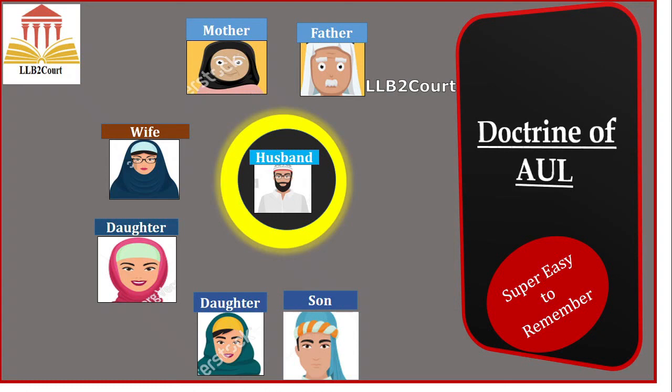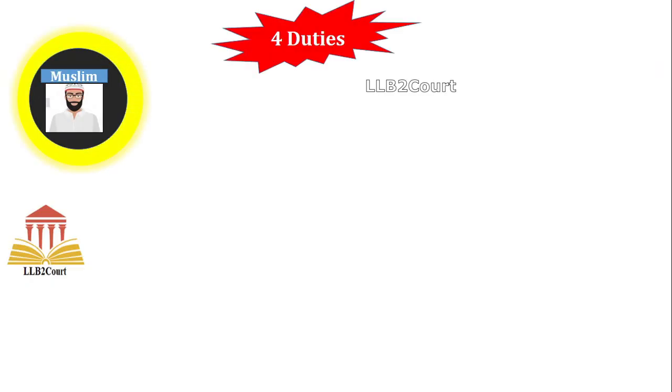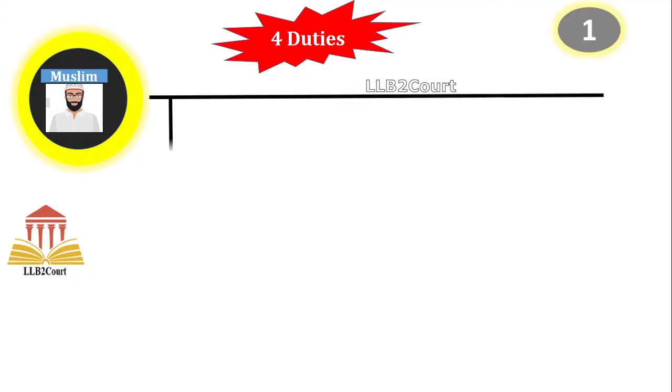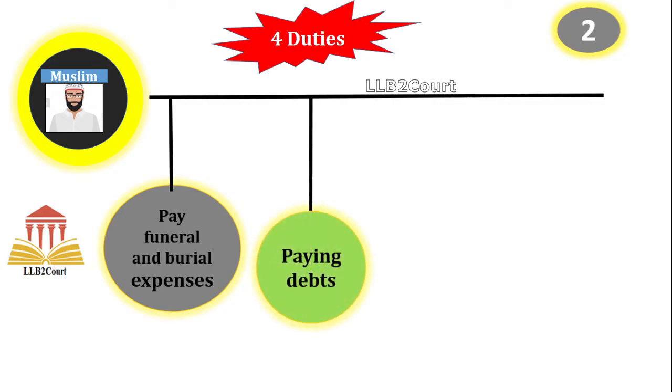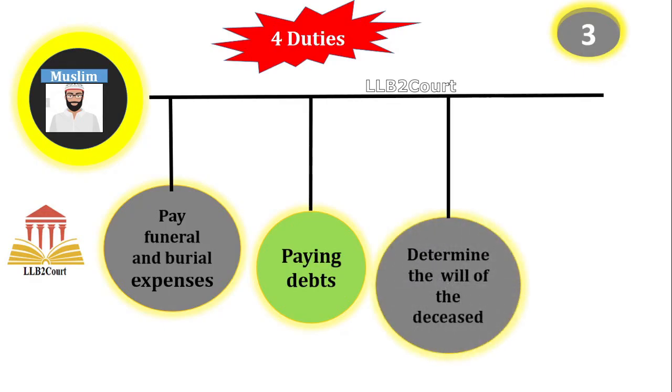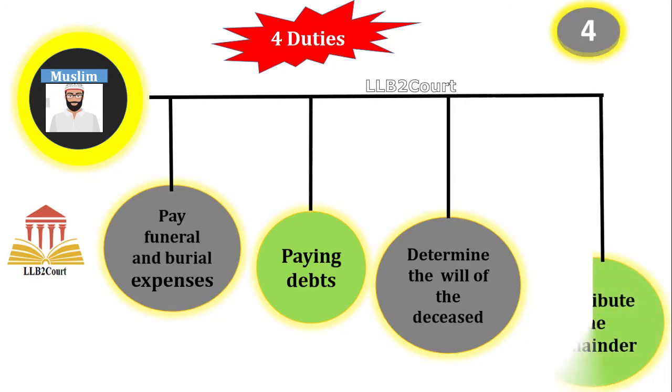Let's get started. When a Muslim dies, there are four duties that have to be performed. The first duty is to pay the funeral and burial expenses of the deceased. The second is to pay the debts to the creditor, if he had any. The third duty is to determine the value of the will of the deceased, and we know that a will can be only of a maximum of one third of the property. It cannot exceed that. The fourth duty is to distribute the remainder to the relatives, that is, the sharers of the deceased.